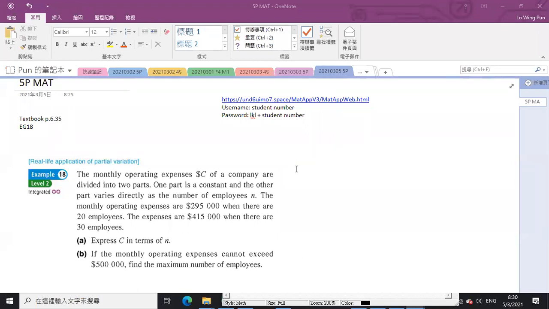One is the joint variation, that will be multiplying or dividing together. And the last one is partial variation. Okay, so that is partly something, partly something, and then the parts will be added together.